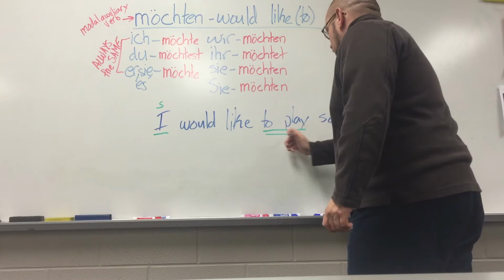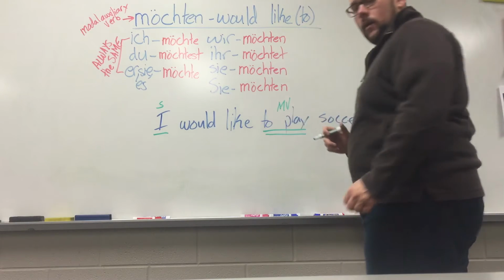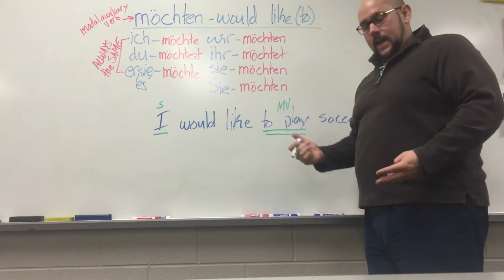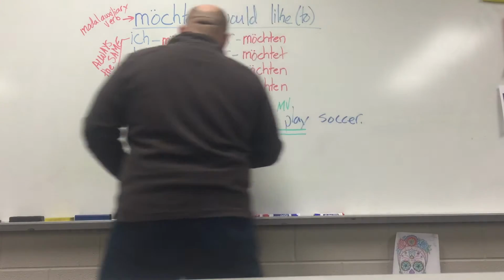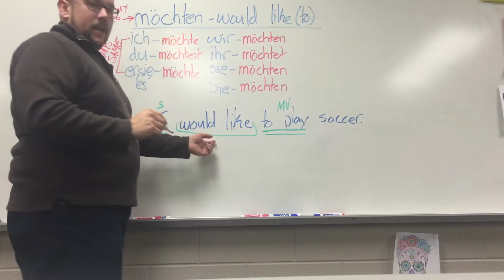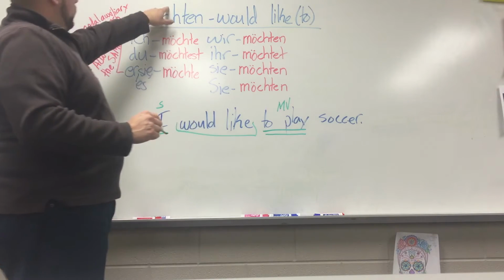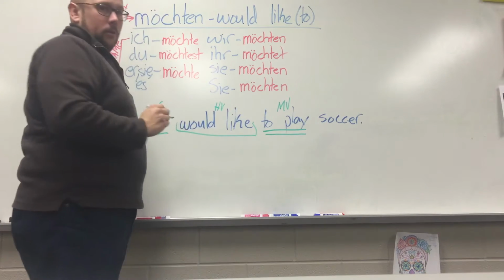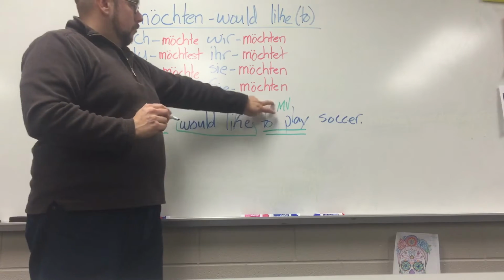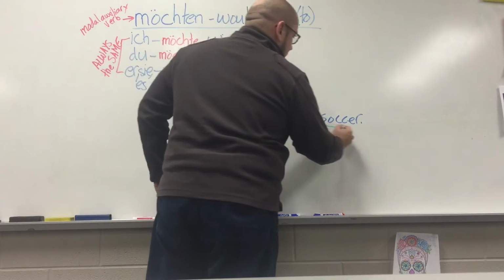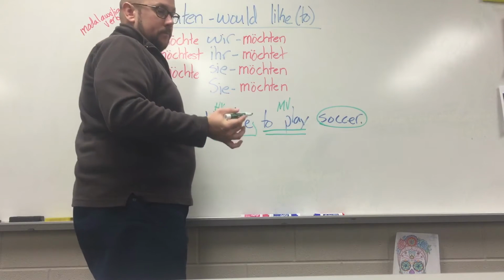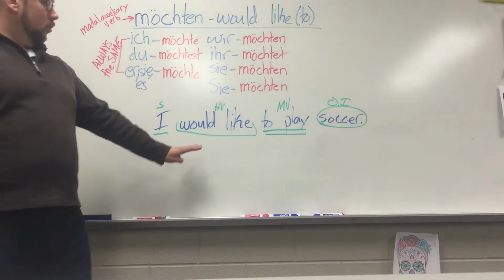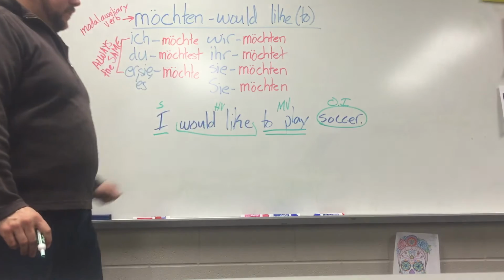Hopefully, you're going to say to play, and we're going to label that as our main verb. Do we have another verb? Hopefully your answer is yes. And after you say yes, you're going to say this one right here, would like. Okay, möchten, modal auxiliary, that's the word we're looking for. Helping verb. So subject, helping verb, main verb. The only thing we have left is soccer. So soccer has to be our what? Our other information.